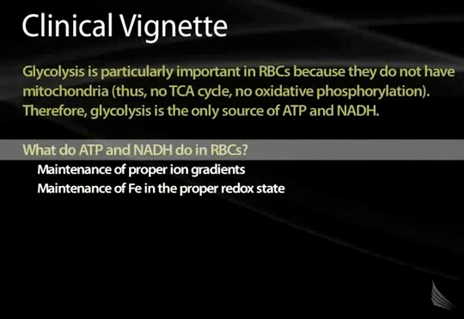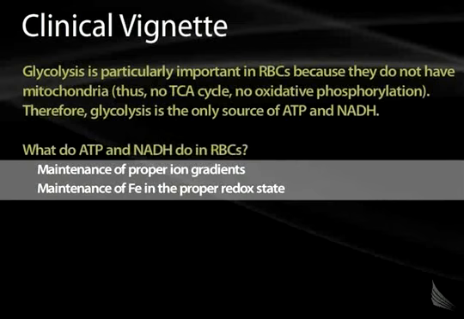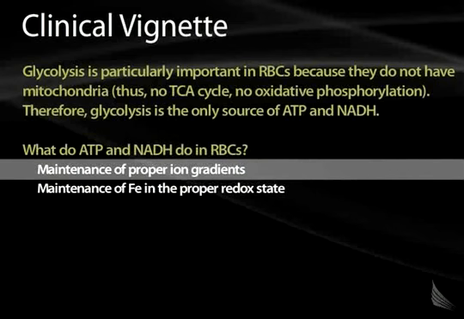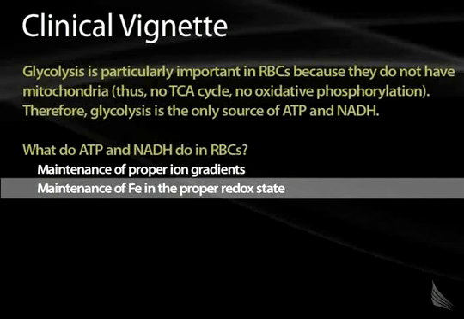Well, what do ATP and NADH do in a red blood cell? There aren't a lot of metabolic processes in a red blood cell. It's a very simple cell. So what does it do? Well, there's two important things that it does. One is the maintenance of proper ion gradients, and the second is the maintenance of iron in the proper redox state.